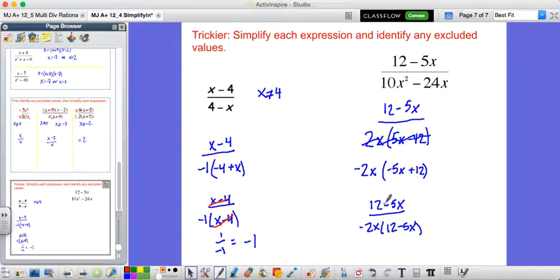And here we go. Now we can start simplifying. 12 minus 5x, 12 minus 5x. We're left with just 1 over negative 2x. And this is our simplified version. We just changed our denominator by factoring out a negative 2x instead of a positive 2x, and then things simplified fairly easily. So that wraps us up for 12.4.